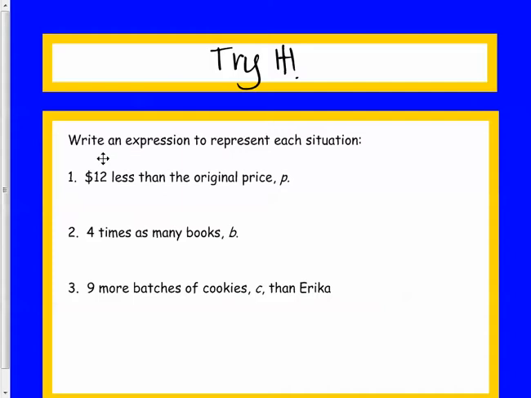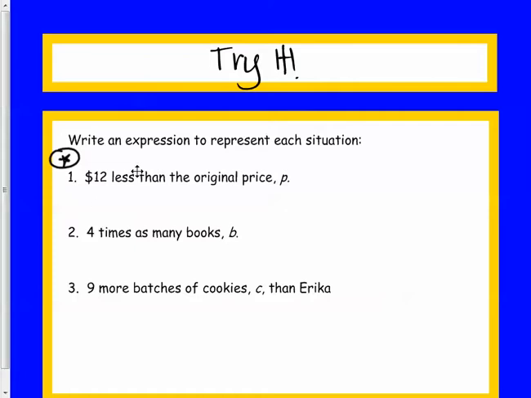All right, you're going to try these now. I want you to use that word bank that I gave you and write an expression to represent each situation. Remember, I want you to write this down first. So I should see 12 less than the original price, P, in your notebook. Same thing for each of these. And I'll be back in just a second to show you what I did.